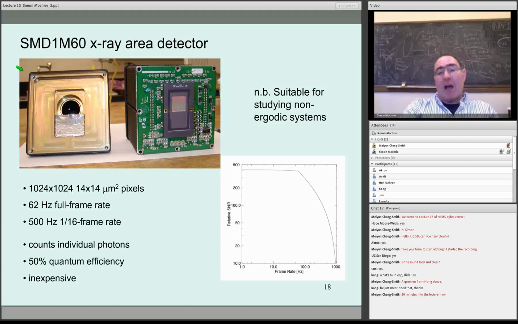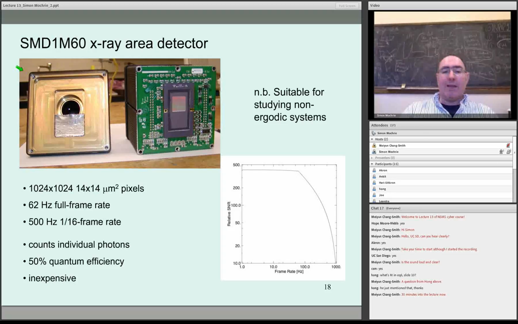They have a high quantum efficiency. They detect as many X-ray photons that impinge upon them as possible, and that cover as large a area of angular space as possible. The more of angular space, the more of the scattering that you collect, the better your signal to noise will be.